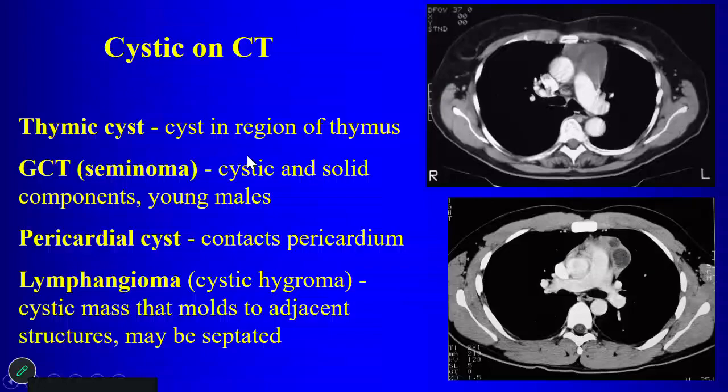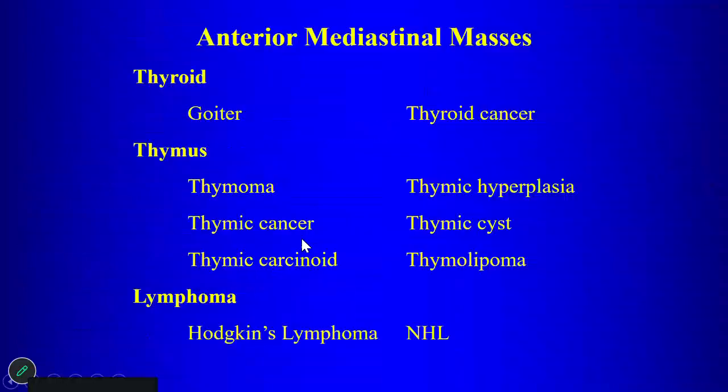If it's cystic, thymic cyst, the simple ones, not multiloculated, thin walls, no nodularity. You can have cystic germ cell tumors. So if it's multiloculated, if there's enhancement in the wall, you're going to think about tumors. Pericardial cysts contact the pericardium. Lymphangioma, usually near the thoracic inlet, we look for septations within the lesion. All right. So that is our discussion of anterior mediastinal mass.